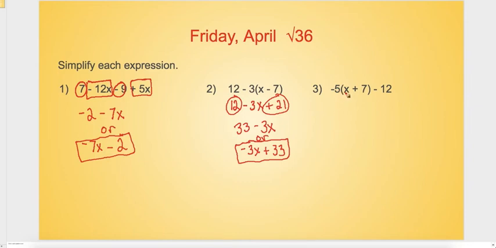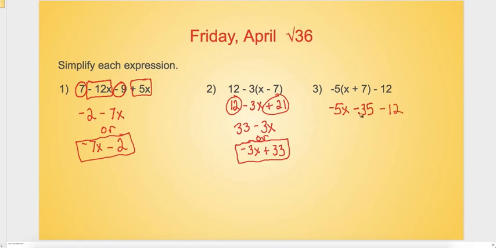Okay, number 3. We have negative 5 times x plus 7 minus 12. We see a number in front of parentheses, so we need to do the distributive property first. Negative 5 times x is negative 5x. Negative 5 times 7 is negative 35. I could write plus negative 35, but I'm going to write minus 35 so we don't get confused, and then minus 12.